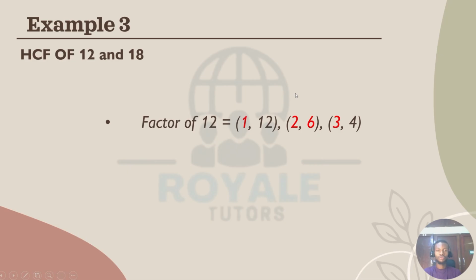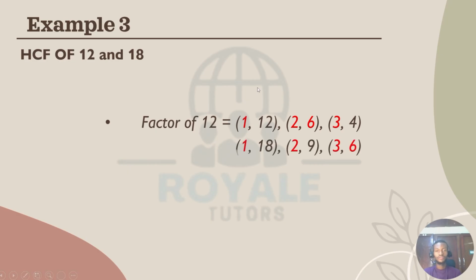The factors of 12 are 1 and 12 gives us 12, 2 and 6 gives us 12, 3 times 4 gives us 12. So therefore, our factors of 12 are 1, 12, 2, 6, 3, and 4. So those are the factors of 12.